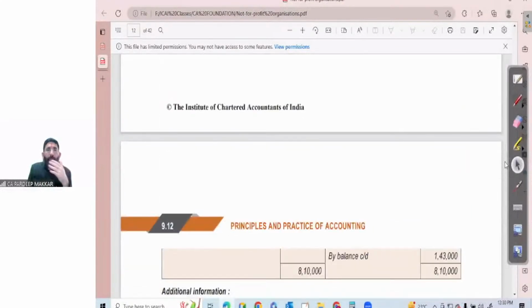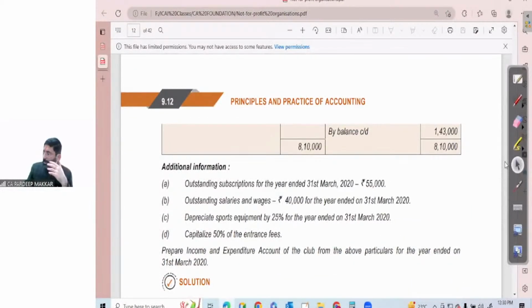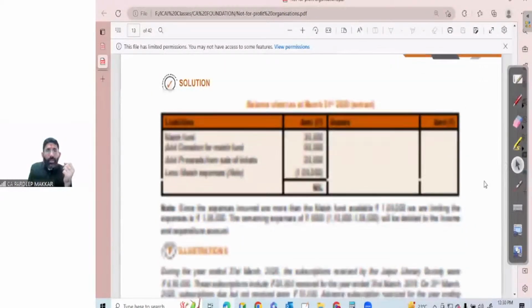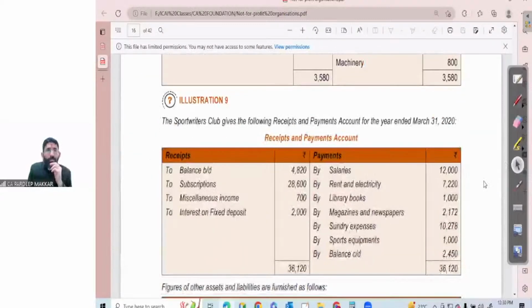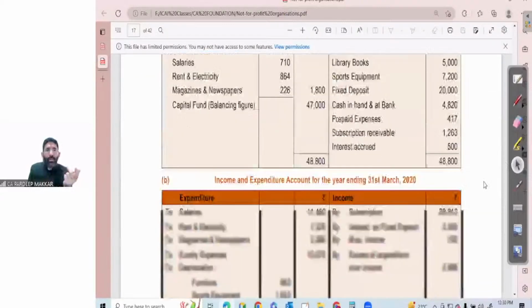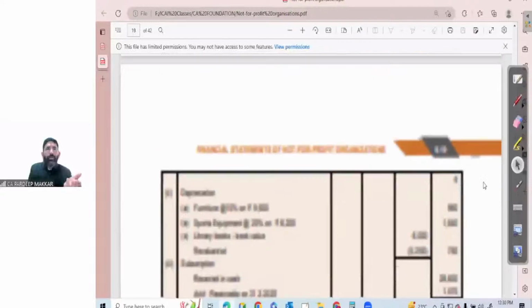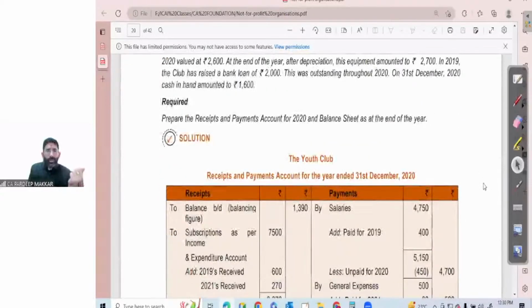Now I would like to go for a practical question. It will be a better option. Come to practical questions, because these illustrations are already solved and given in front of you. So better we will go for practical questions.